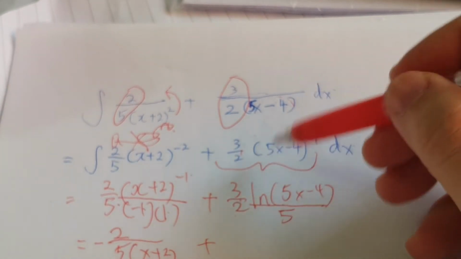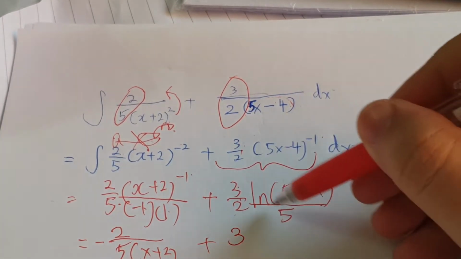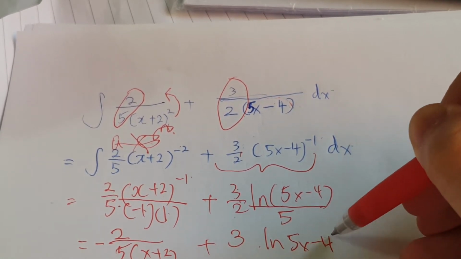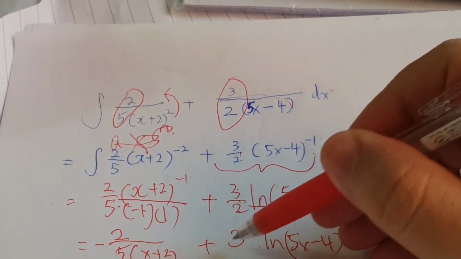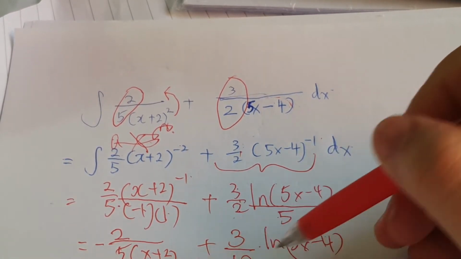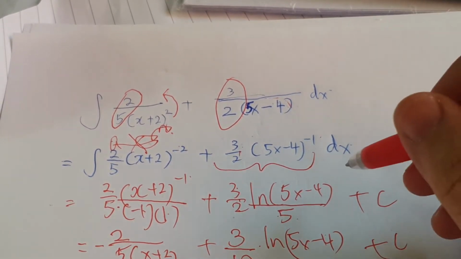So the final result will be 3 of this, put a bracket, then it's not confusing. Then the denominator will be 10. If you're not sure, then you just take 3 over 2 divided by 5, you get 3 over 10. That's all. But you must remember to plus C. Very important to plus C.